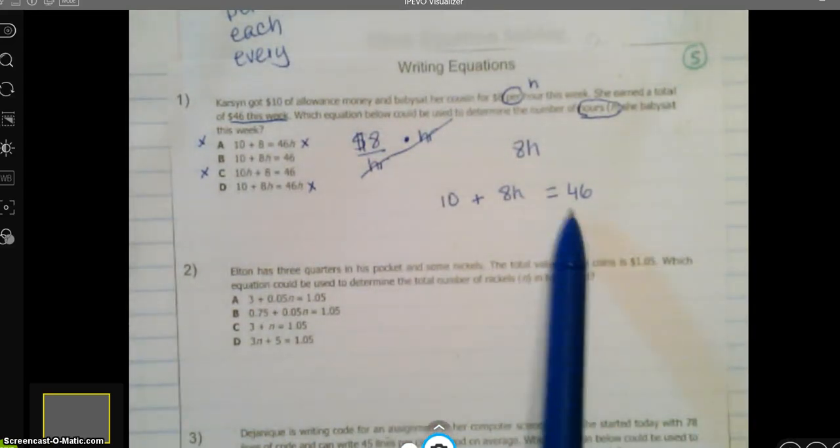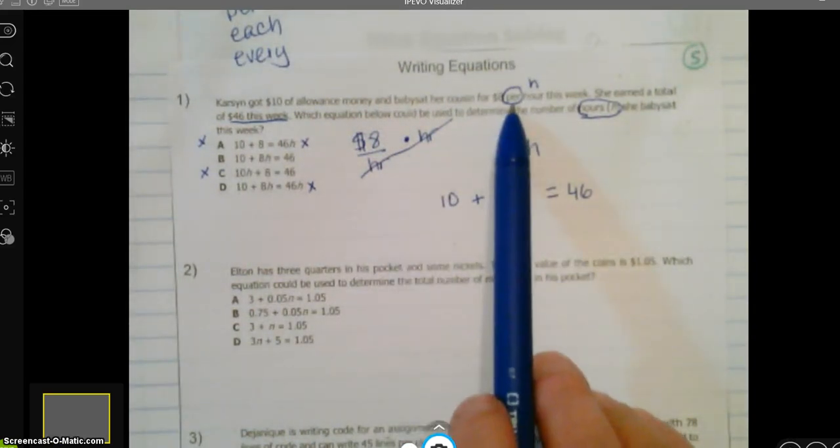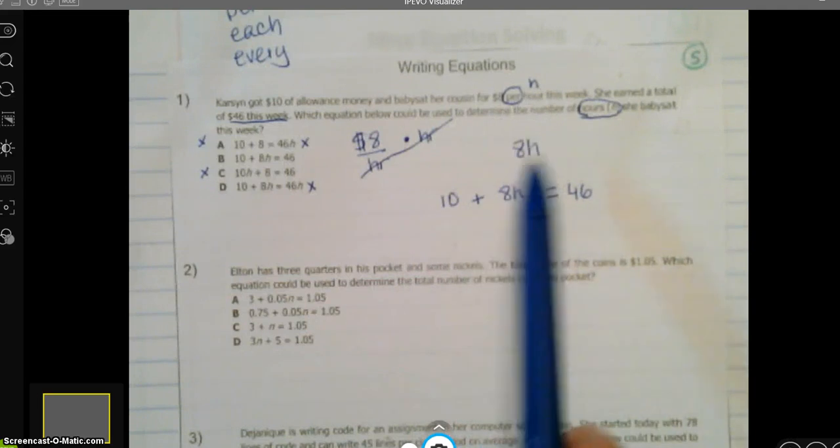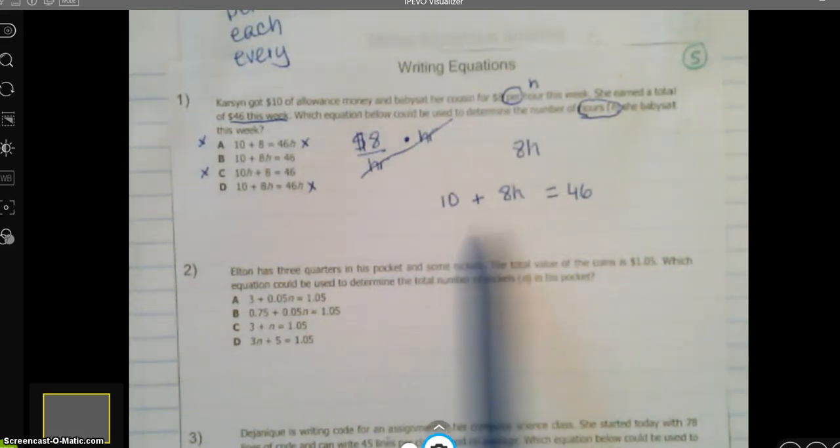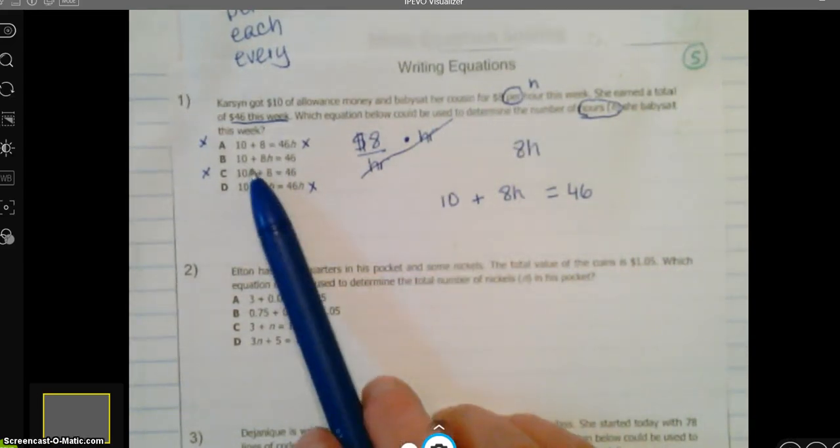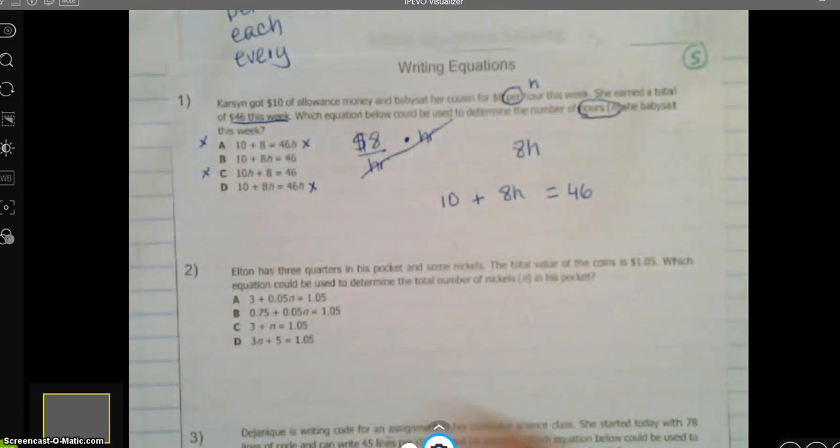Total, 46, and when I see per, each, or every, that's telling me number next to letter, okay? So I'm seeing that it's going to be number, letter, B.